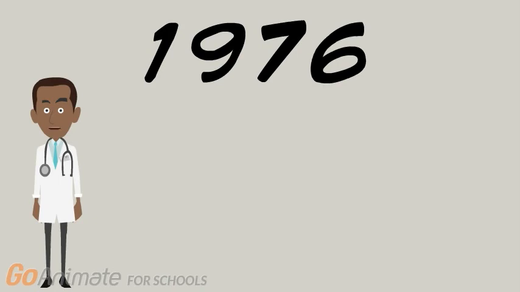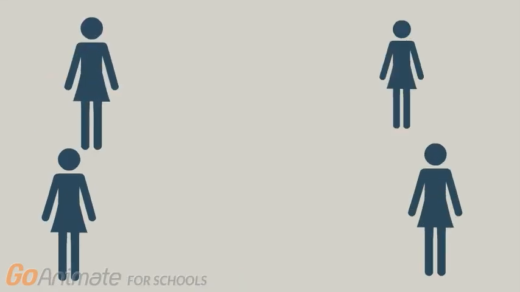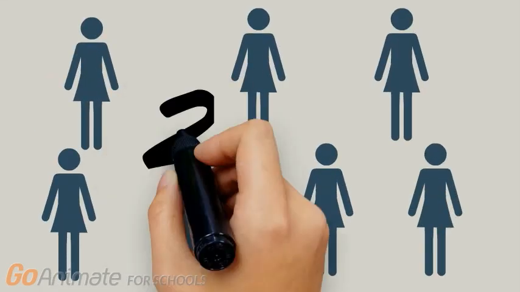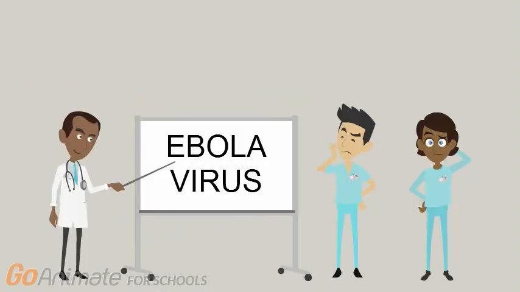In the summer of 1976, a mysterious illness suddenly struck two towns in Central Africa, one in South Sudan and the other in the Democratic Republic of Congo. Together, this illness killed 280 people. It was soon discovered that a new virus had caused these outbreaks. This virus would be named after the nearby Ebola River.